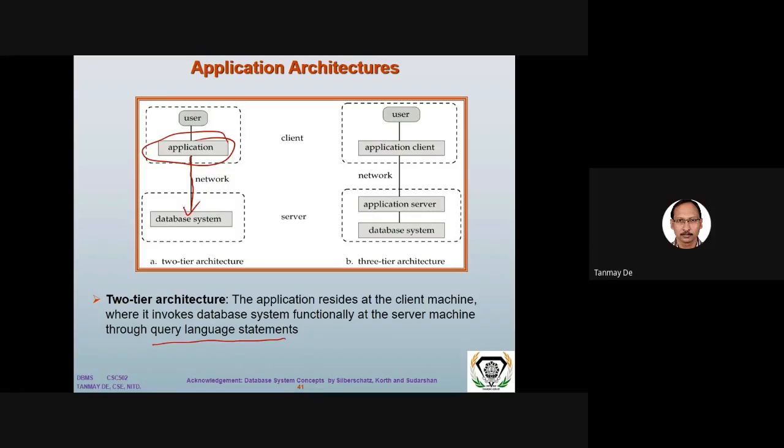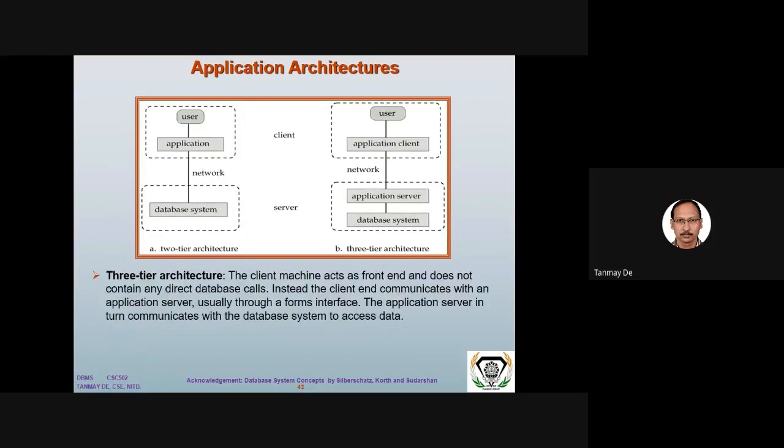And the other one is three-tier. In the case of three-tier, the application is divided into a client application and a server application program. The client machine acts as the front end, and the server or database is the back end. Here the client does not directly access the database. The client application program contacts the server application program, and through the server application program it accesses the database, usually through a form.